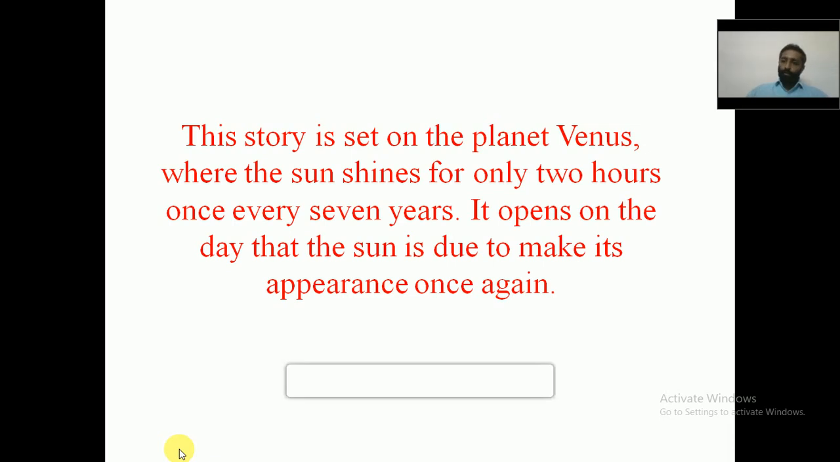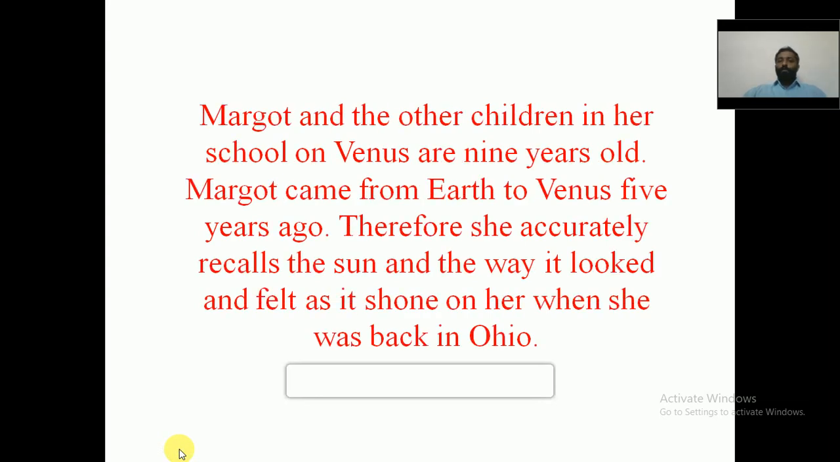Now what happens here? Margaret, the main character, and the other children in her school on Venus are 9 years old. We'll come to the specialties of these children in that particular school. Those children are 9 years old. Margaret came from the earth to Venus 5 years ago. So she landed on Venus 5 years ago.